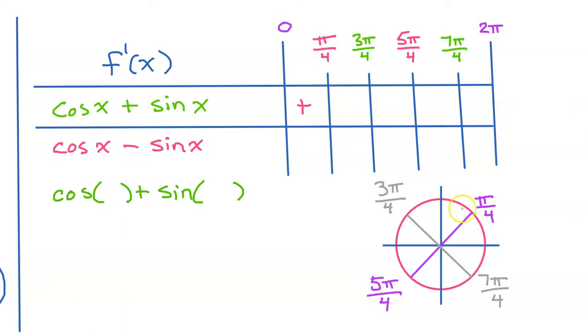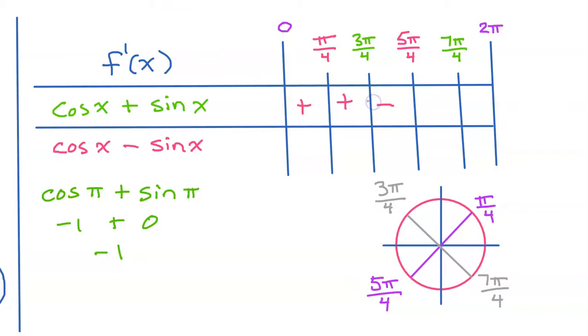Between pi over 4 and 3 pi over 4 is pi over 2. So let's do pi over 2. The cosine of pi over 2 is 0, and the sine of pi over 2 is 1. So that is still going to be positive. Between 3 pi over 4 and 5 pi over 4 is pi. Cosine of pi is negative 1, and sine of pi is 0. So this value is going to be negative.